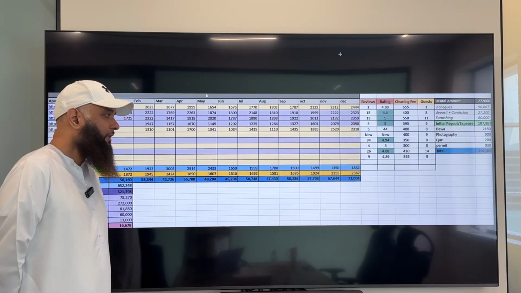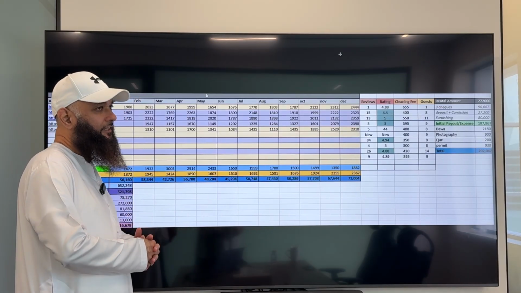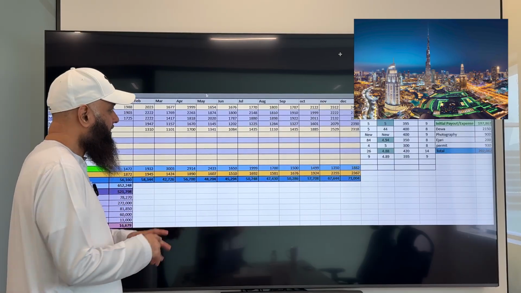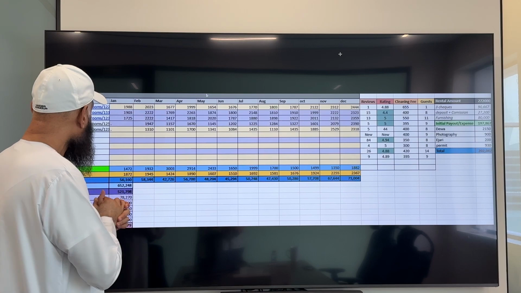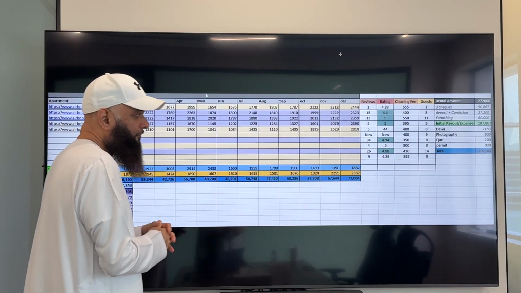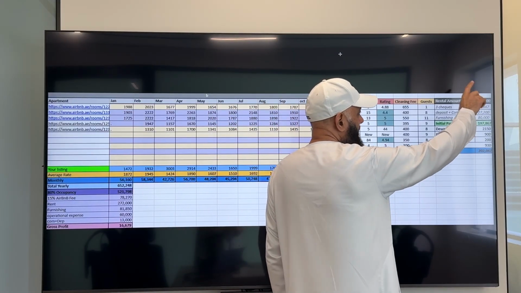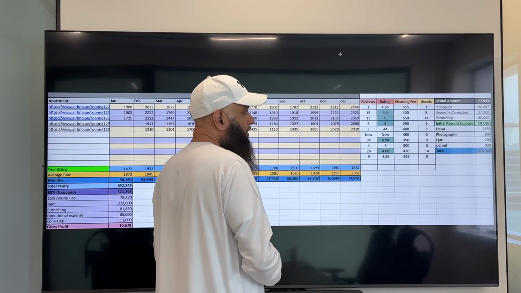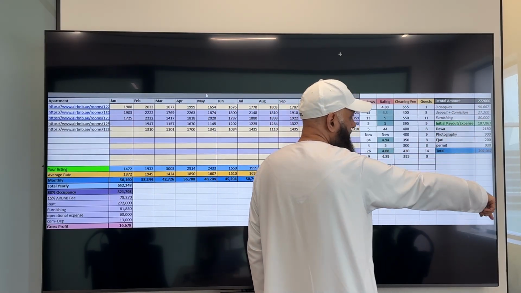So let's say we want to get a 3-bedroom in downtown Dubai. This is just for argument's sake. These are standard numbers for a 3-bedroom in downtown Dubai. We want to know, is it going to be profitable? The rental amount is approximately 270,000 dirhams a year. The landlord wants 3 checks, so you've got to pay him 90,000 up front.